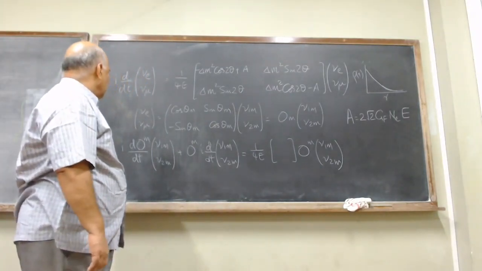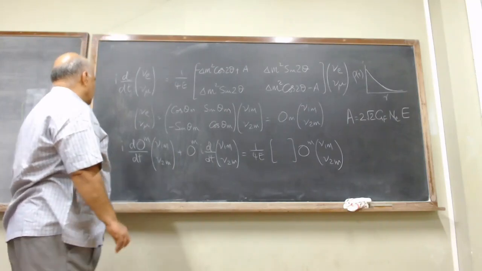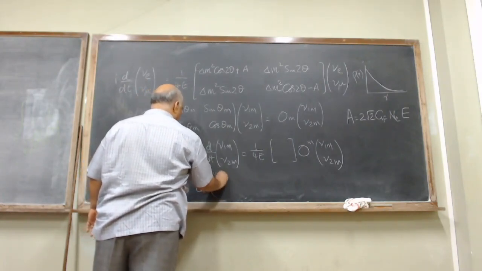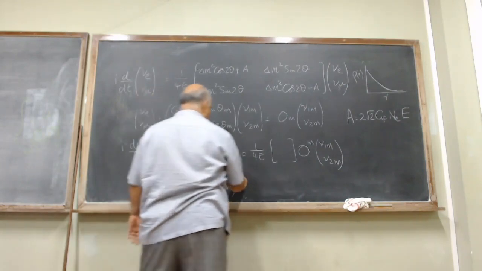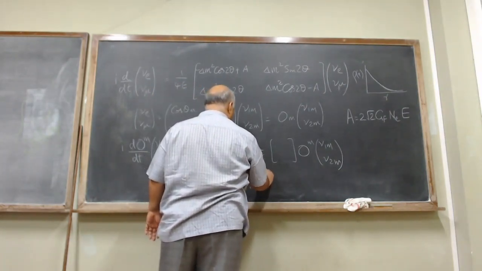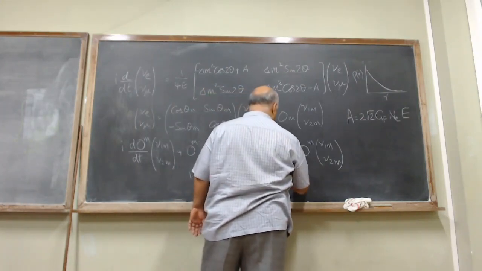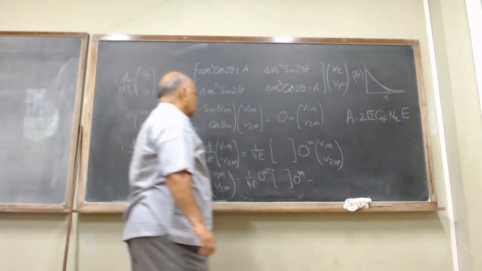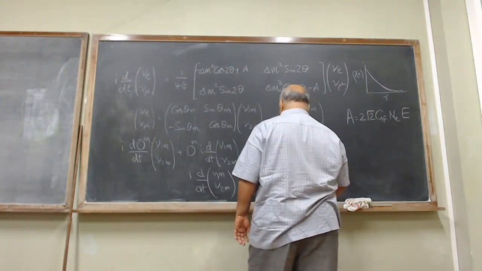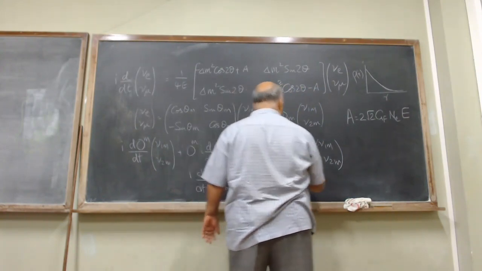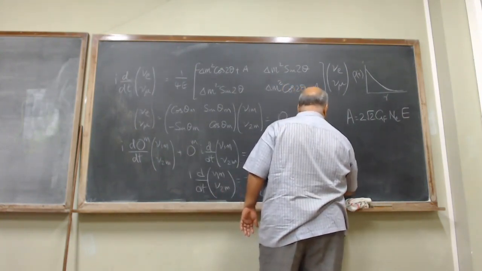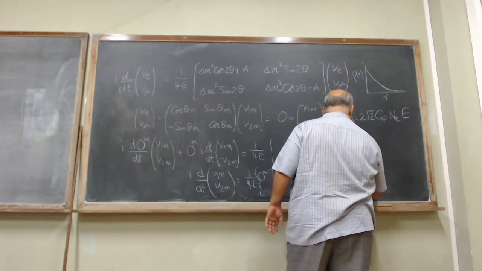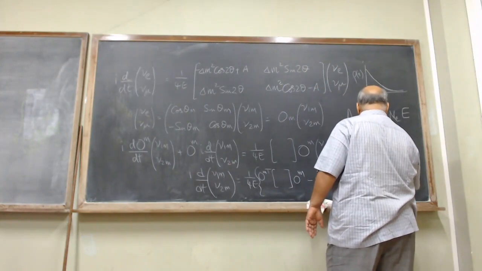So I multiply throughout with O_m transpose. So I get i d/dt of (nu_1m, nu_2m) is equal to 1 over 4E O_m transpose times the matrix, and then this term goes to that side. So minus i O_m transpose dO_m/dt acting on nu_1.